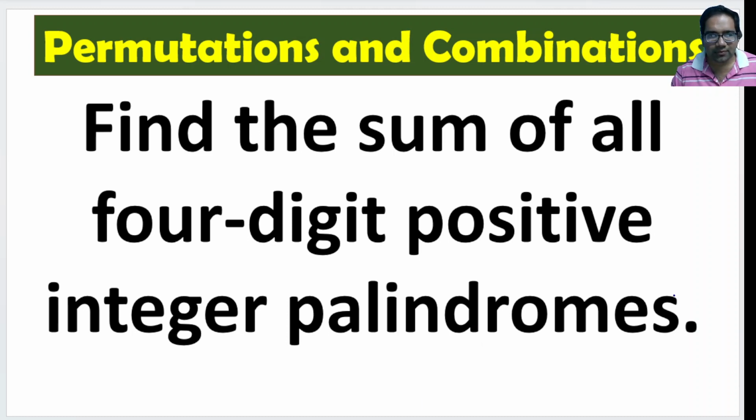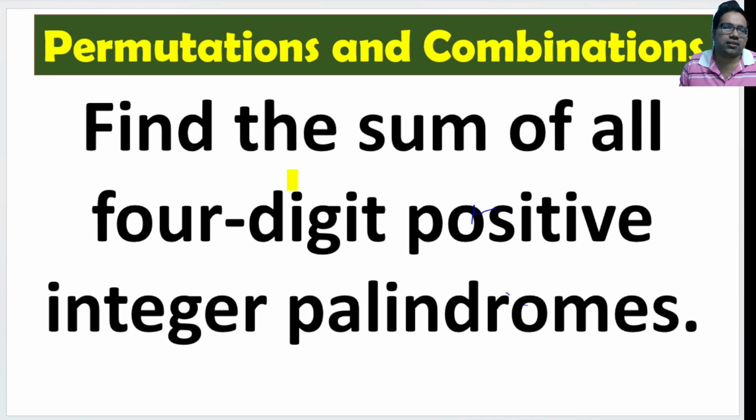Palindromes, what are palindromes? For example, some number like 1001. That is a palindrome, because from the right also and from the left also it is the same. Or 1221 or 2442, whatever. These are all palindromes. Now let us try to understand how many palindromes are there.